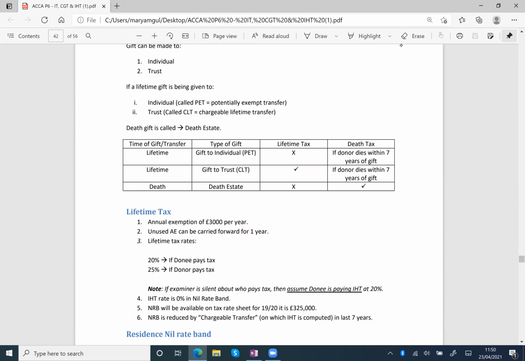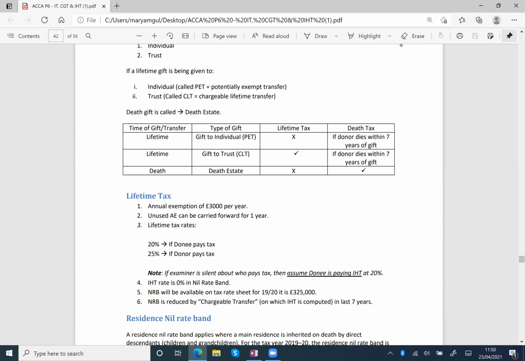Third column, on PET there is no lifetime tax. You can see the cross in the third column. So the cross means no lifetime tax on the PET. But fourth column, is there any death tax on the PET? Yes, tax can be paid if the donor dies within 7 years of the gift. If today I am gifting and I die within 7 years, then that gift, that PET, becomes chargeable at my death. But if I survive after 7 years, then there will be no death tax on the PET.